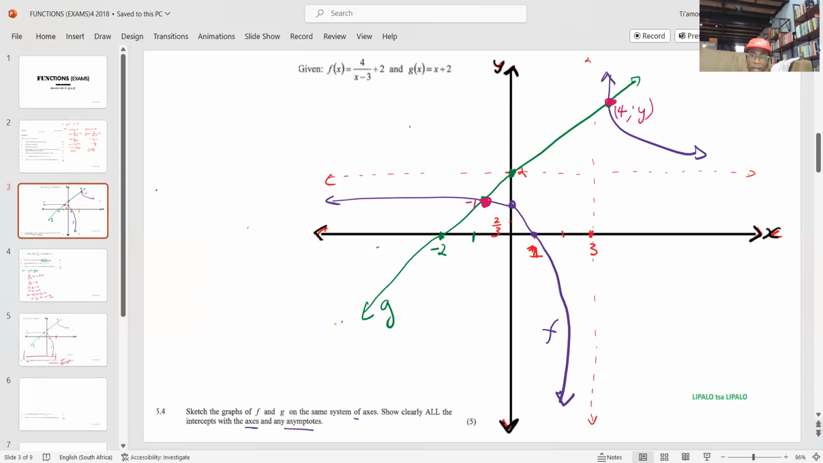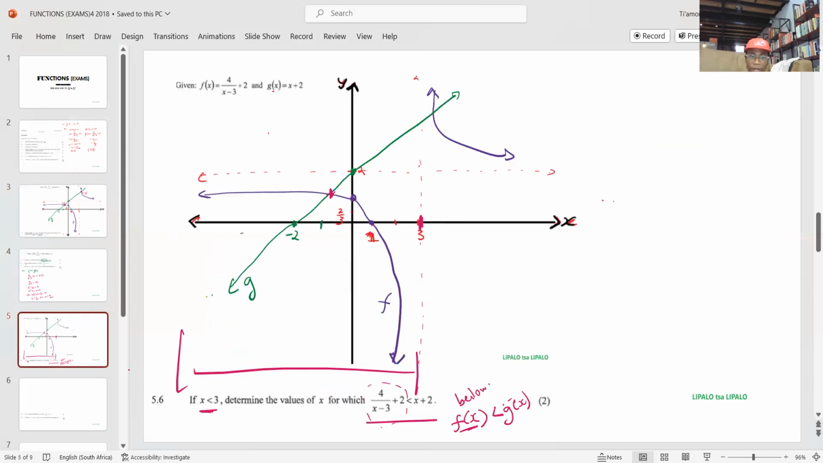And there's y, I don't know the y. And there's -1, then there's the y. So my answer here is going to be, if x is less than 3, x must be greater than -1. That's for sure from here. Because if it's less than -1, you see f is above, so it's not below. So -1 and 3. That's my final answer.